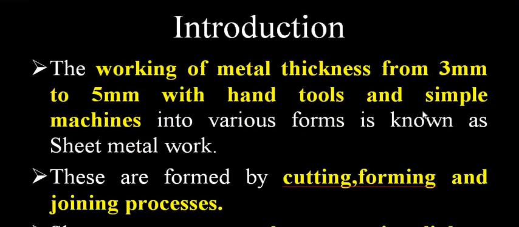So today we'll be starting with a new module, that is module 5, sheet metal forming or sheet metal process. So in that we are going to discuss what the sheet metal process is. We'll begin with the introduction: working of metal thickness from 3 mm to 5 mm with hand tools and simple machines into various forms is known as sheet metal work.